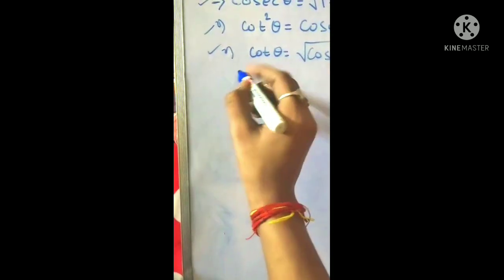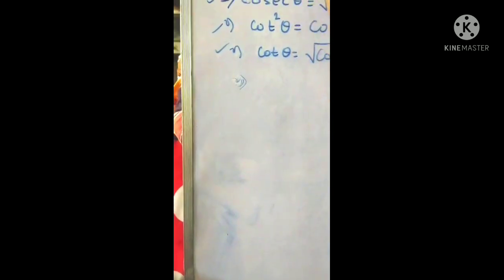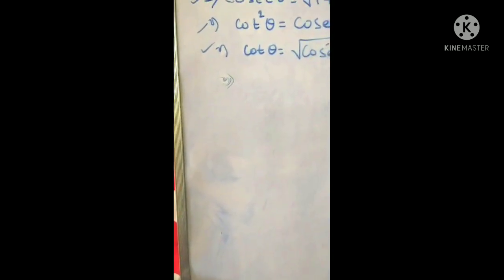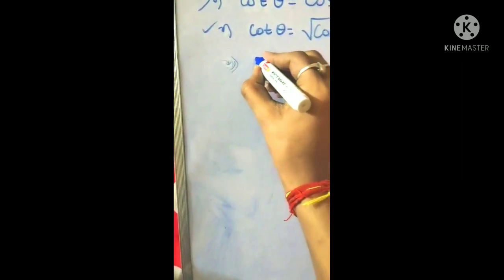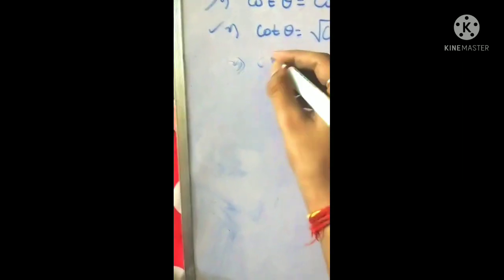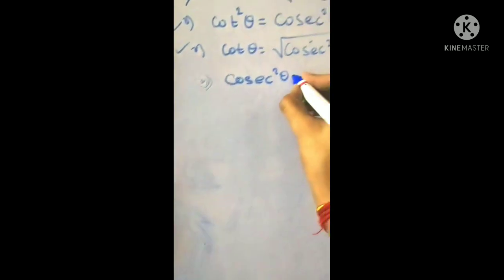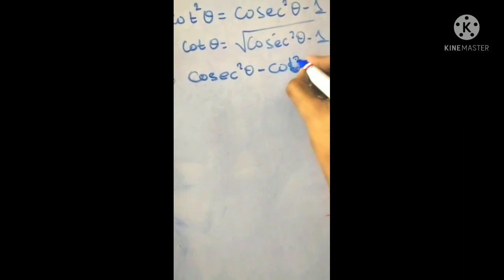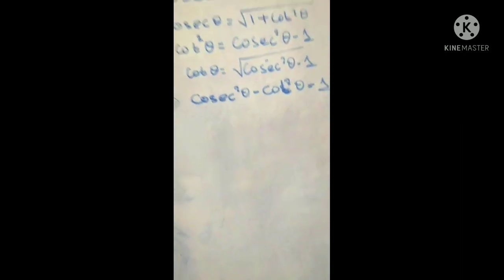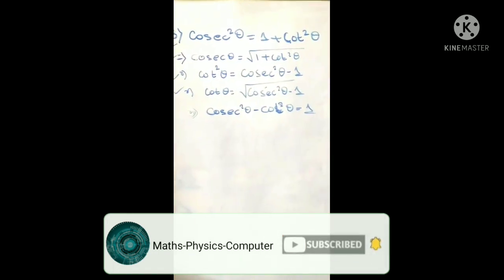Now let us see a combination. That means if cosec square theta is equal to 1 plus cot square theta, and we take cot square theta to the LHS, then we will get cosec square theta minus cot square theta is equal to 1. So these are the four observations that we get from the third trigonometric identity.